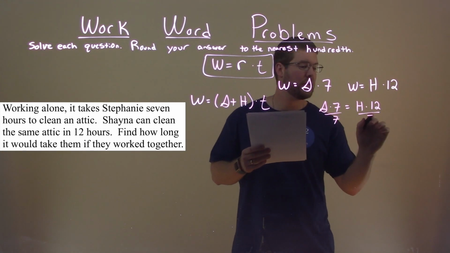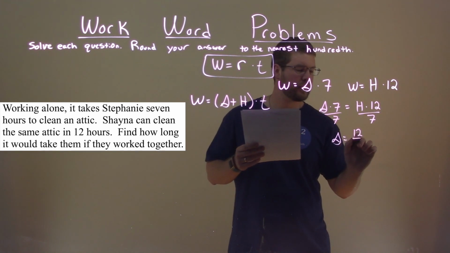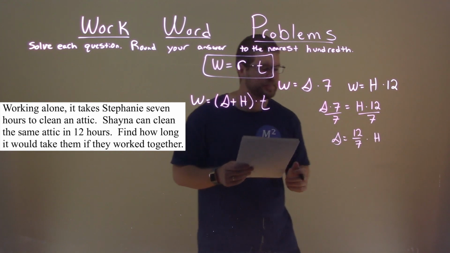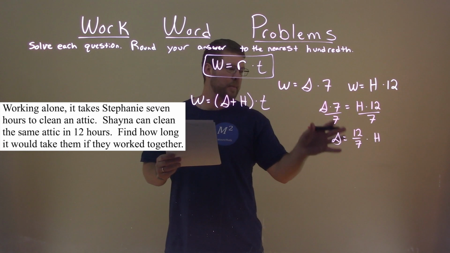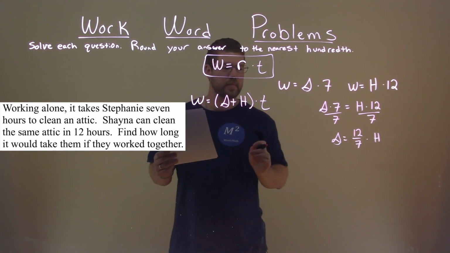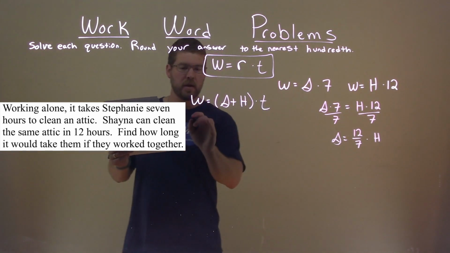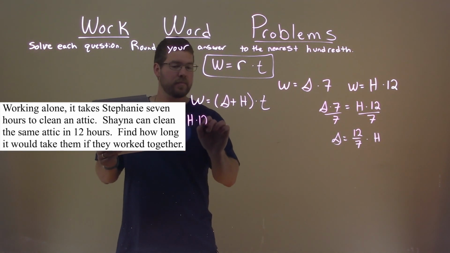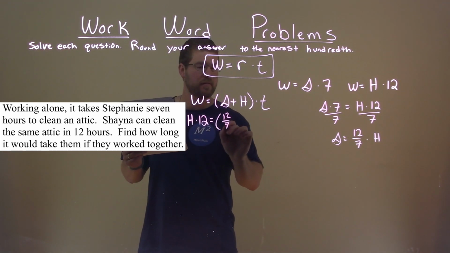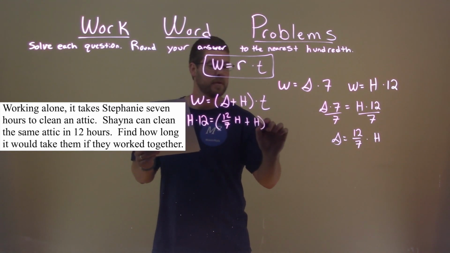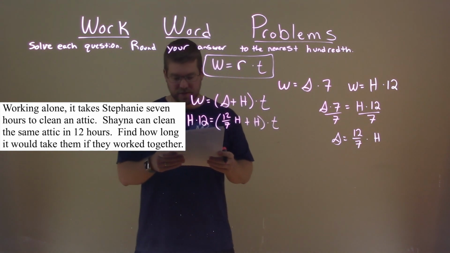Divide both sides by 7 here. And S equals, well, let's reorder this, 12/7 times H. And so now we actually have all the information we need. Let's go plug in what we know. I'm going to rewrite this work in terms of Heather's work rate, H times 12. And that's equal, well, I'm replacing S now with 12/7 H plus 1H times T. And now we're actually going to solve for T here.